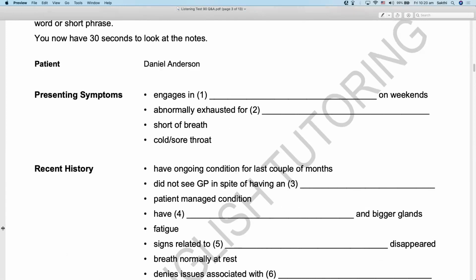Hi, it's Daniel, isn't it? Yes, Daniel Anderson, that's right. Hi, Dr. Hampton. I haven't seen you for quite a while. What brings you in today? Yeah, I probably should have come in before now. Okay, well, that's fine. So, how can I help?